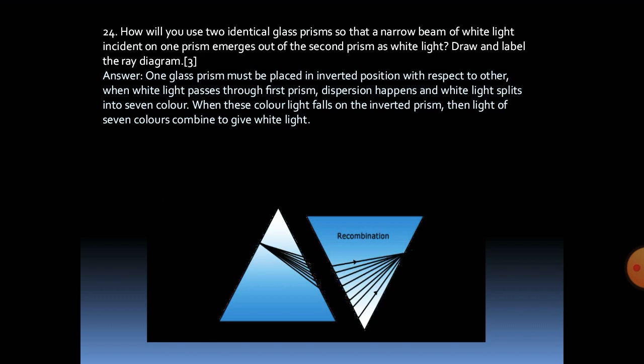Now, next question is, how will you use two identical glass prisms so that a narrow beam of white light incident on one prism emerges out of the second prism as white light? Draw and label the ray diagram. One glass prism must be placed in inverted position with respect to the other. So when white light passes through the first prism, it will be dispersed into 7 colors, and when these 7 colors fall on an inverted prism, all these lights will be converged back into white light. This can be represented as shown below.